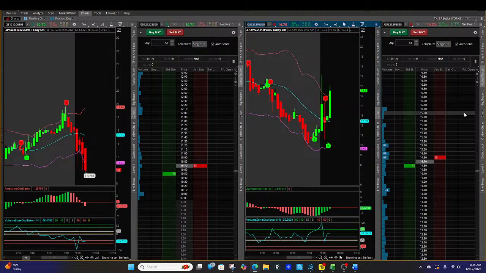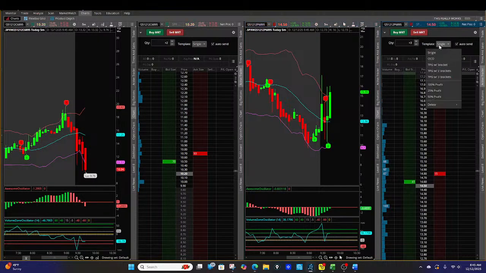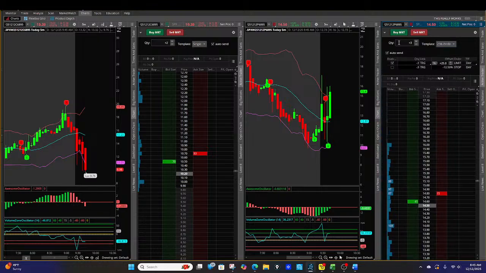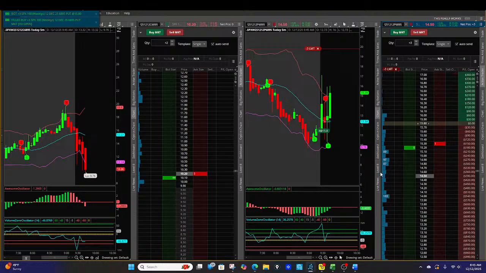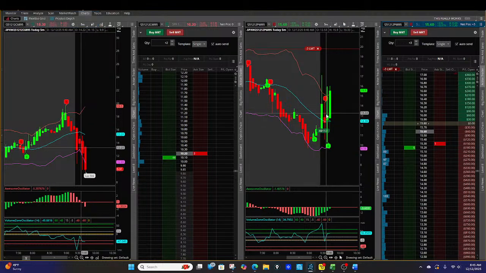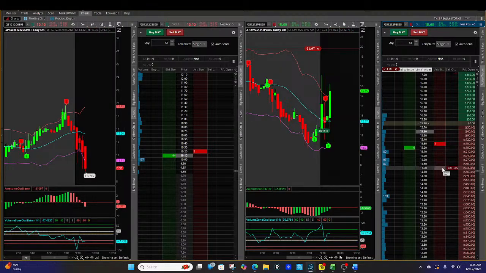Okay, got a nice green candle. Let's see. Want to buy 3 contracts, 25% profit. Boom. I just bought. Okay, this was what I was waiting for, this nice long candle. It's going to mean that the trend is heading up.